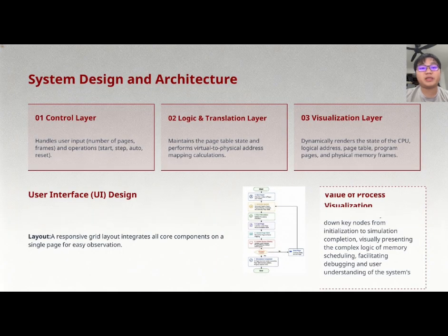For the system design, we implemented a clear three-layer modular architecture: the control layer, the logic and translation layer, and the visualization layer. The interface connects the virtual address space, page table translation, and physical memory allocation on a single page. The flowchart breaks down key nodes, from initialization to simulation completion, to help users easily understand the system operation mechanism.